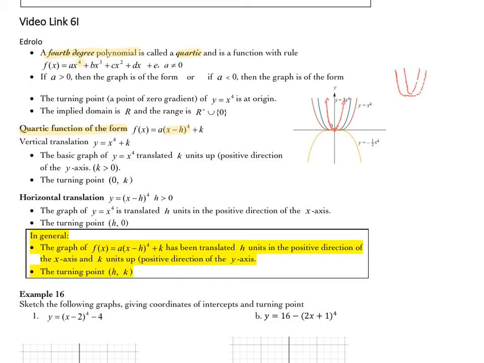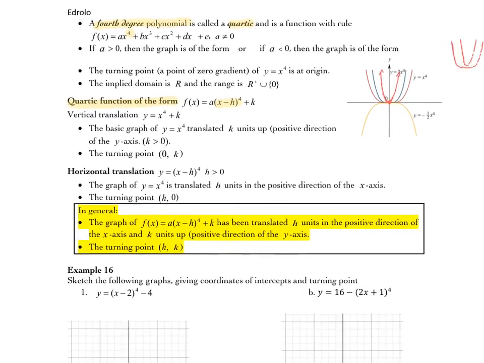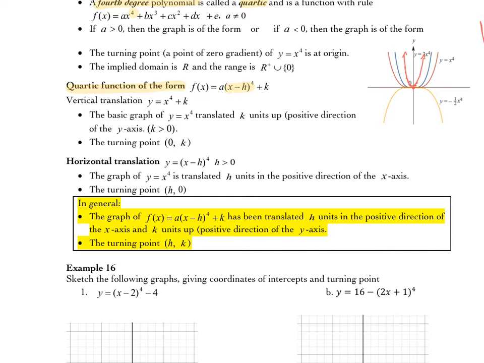Depending upon whether our graph's been moved left or right or up or down, it shifts those. And so we can see here that our turning point is at (h, k) if our general rule is given as x minus h to the power of 4 plus k. All right, so let's have a bit of a look.